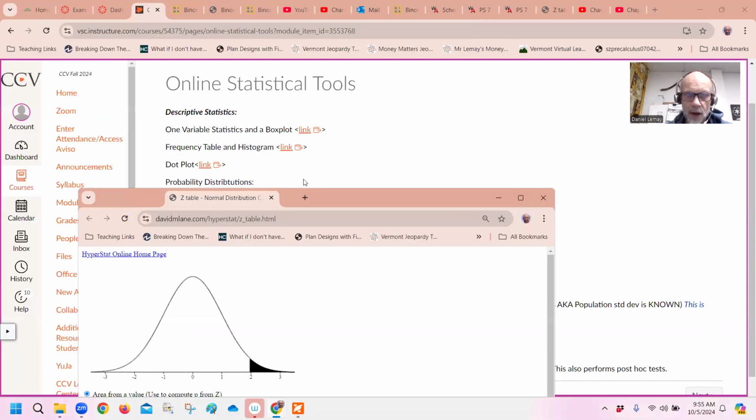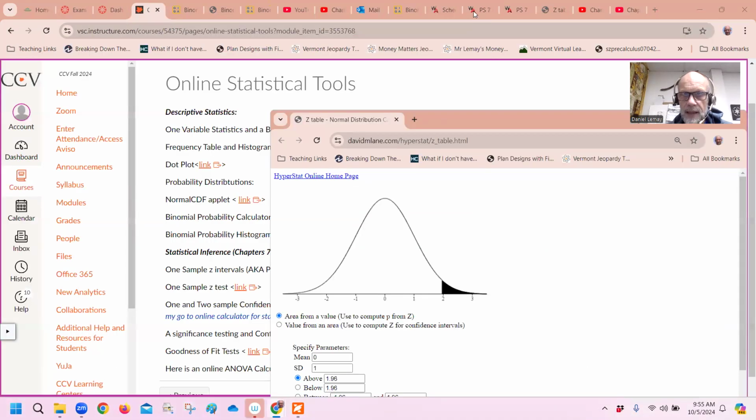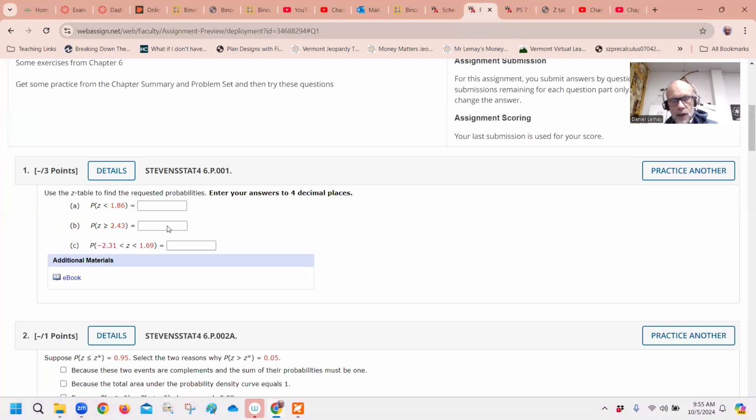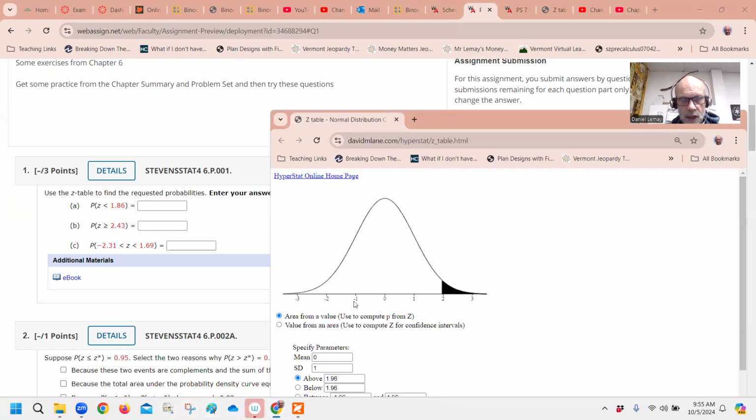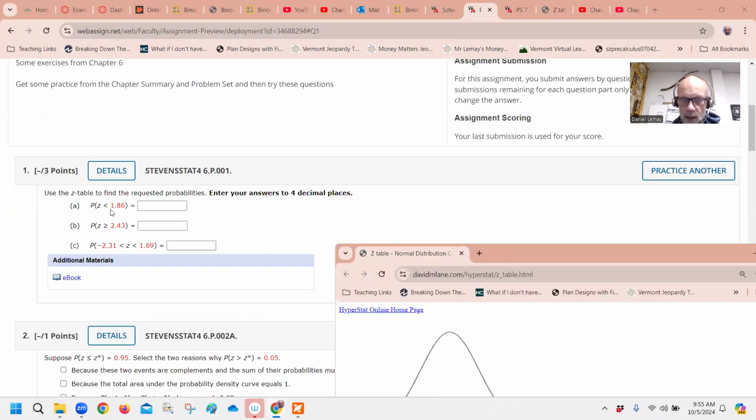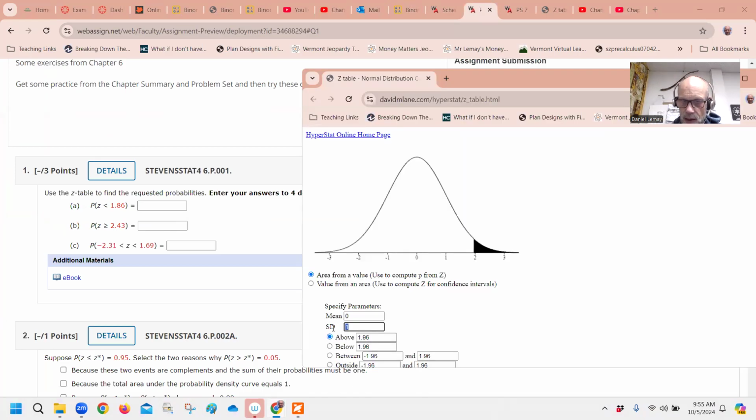I'm going to break this off. I'm going to come back to WebAssign. Here we go. So you'll see in his videos, it's not hard to do question number 1 with a table, but how do we do it with that applet? And so you have two kinds of normal distributions. One is the standard normal distribution, and that's whenever you have a z-score. That's going to be the mean is 0 and the standard deviation is 1. Okay, so if you've got a z-score, you're going to use the standard normal distribution.